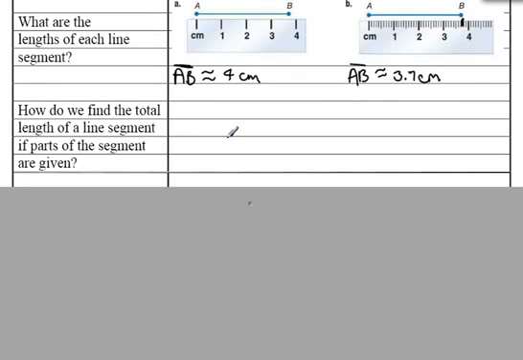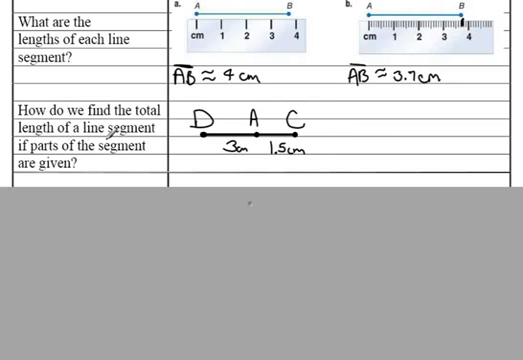In geometry, you're going to be given a lot of line segments that are measurable, but you won't be given all of the information. So our next question is, how do we find the total length of a line segment if only parts of the segment are given? So let's say we have an entire line segment DC, and in between we have an A. So this is point A, D, and C. If they only give us DA, which is say 3 centimeters, and AC, which say is 1.5 centimeters, how do we find the total length of the line segment?